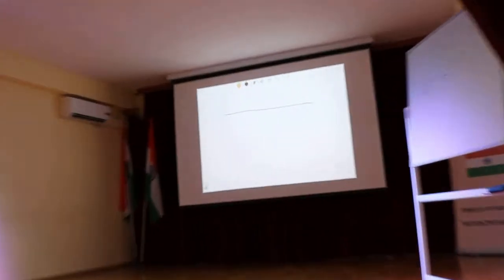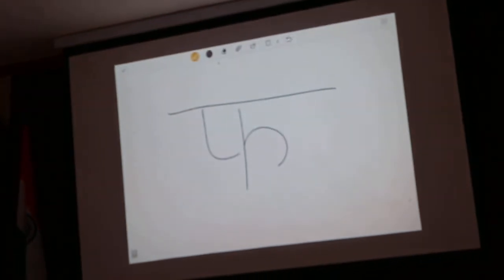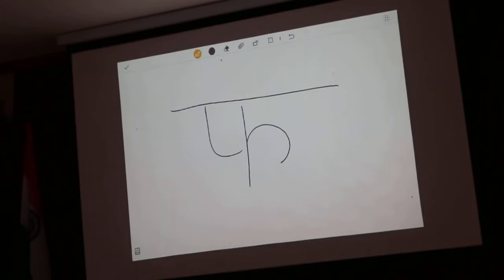Normal p is written like this. If we want to write f in Sanskrit, we simply put a dot below. Если мы хотим написать ф, то мы просто добавляем одну точку снизу п. It becomes f.